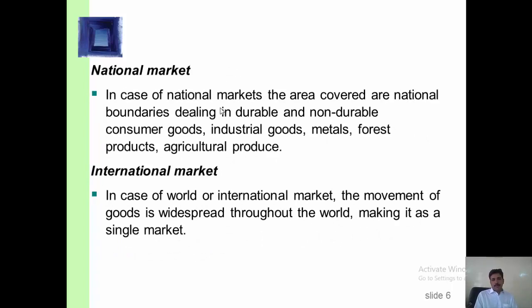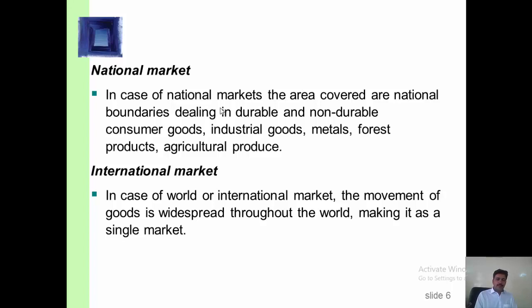The third type, according to the location, is the national market. This is very clear from the title of this type of market, that such a market covers the national boundaries, dealing in durables and non-durable consumer goods, industrial goods, minerals, forest products, agriculture products. It means trade within the state, trade within a country, exchange of goods within a country; the whole country is a national market.